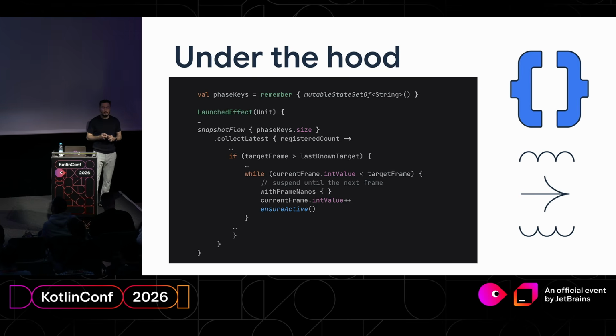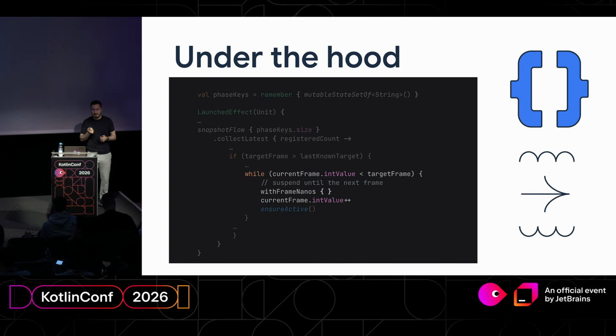Under the hood, each of those phases registers itself to the state. Whenever there's a new registry, which happens in the first run, multiple things are registered. An internal phase can also have phases to reveal more and register more components. A snapshot flow is being recollected, and it keeps track of the size of the phases. That means phases can be removed or added. This only happens for the first frame, and afterwards none of that logic does anything, because when we reach the target frame, we don't care.